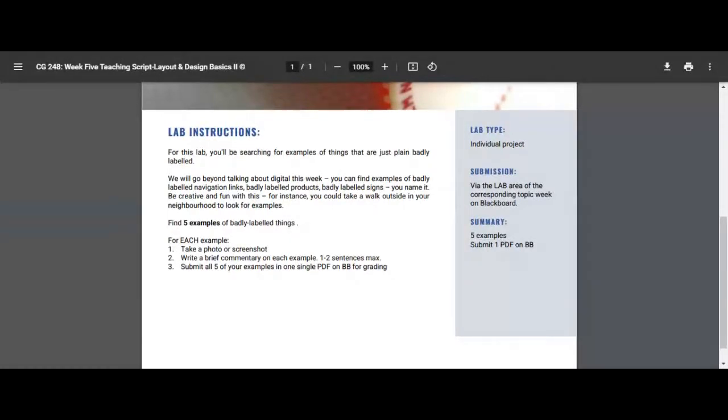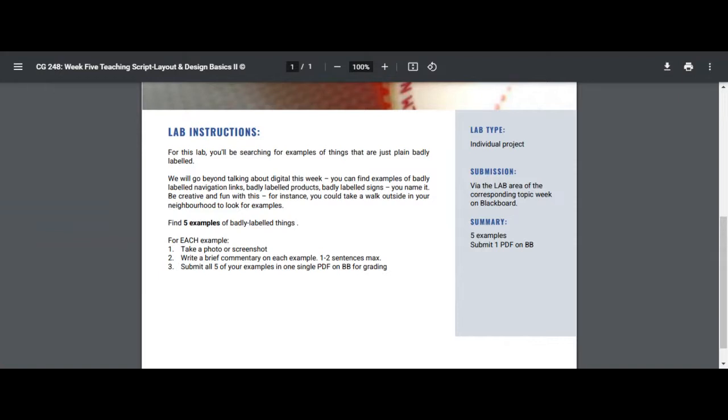Find examples of badly labeled things. It could be navigation links, badly labeled products, badly labeled signs, you name it. Be creative and fun with this. For instance, you could take a walk outside in your neighborhood to look for examples. When we start paying attention to labels, this is where we really see that there are a lot of examples very close by. Find 5 examples of badly labeled things, and for each example, I want you to take a photo or a screenshot. Write a brief commentary on each example, 1 or 2 sentences maximum.